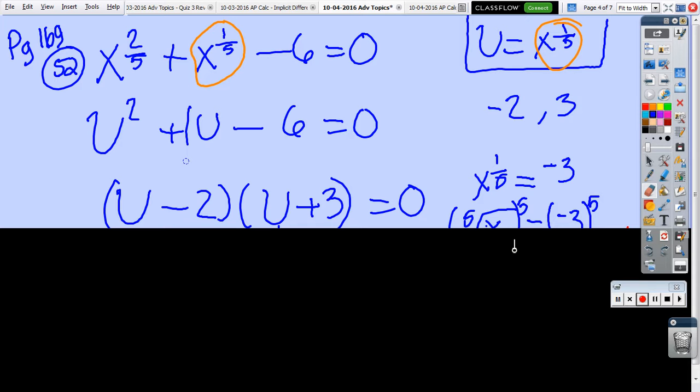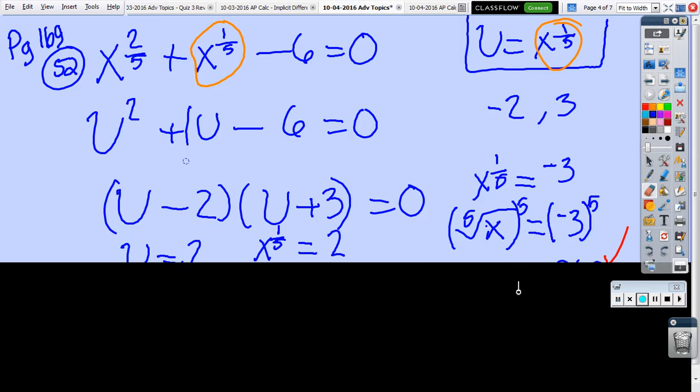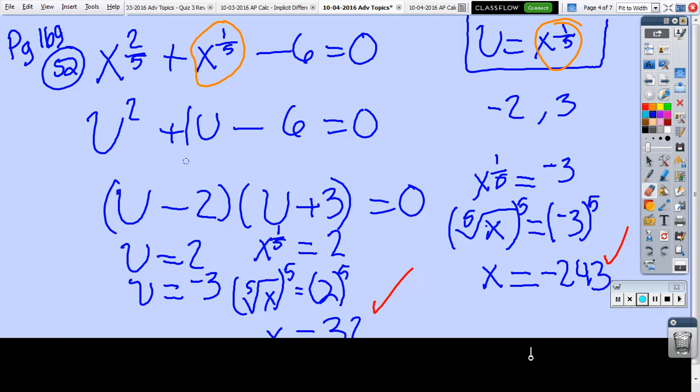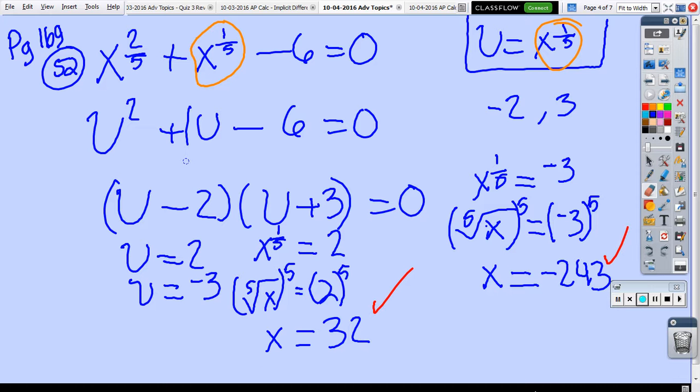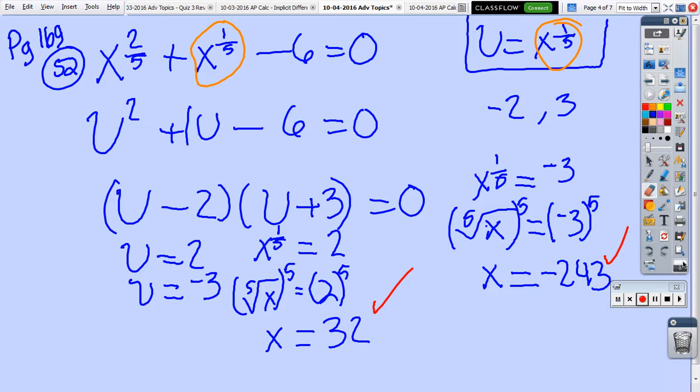Doesn't matter at what point. You can do it right now. This person decided to go ahead and let U equal 2 and U equal -3. That's not quite the way I would have written it. I would have written side by side, U equals 2 or U equals -3. Then plug back in x to the 1/5 for U. So x to the 1/5 equals 2. X to the 1/5 equals -3. Here they're just showing that you could write x to the 1/5 as the 5th root of x. It means the same thing. You should be comfortable writing something in radical form versus exponent form.